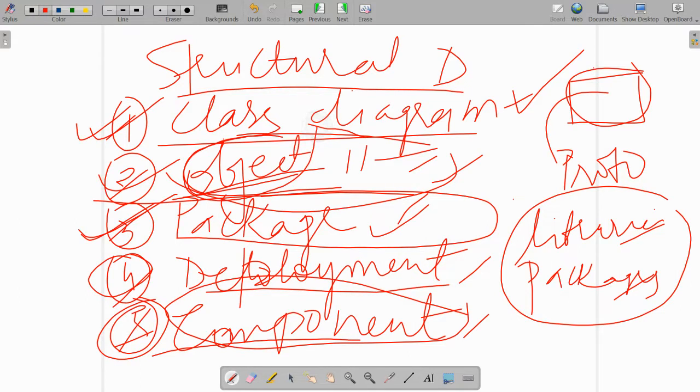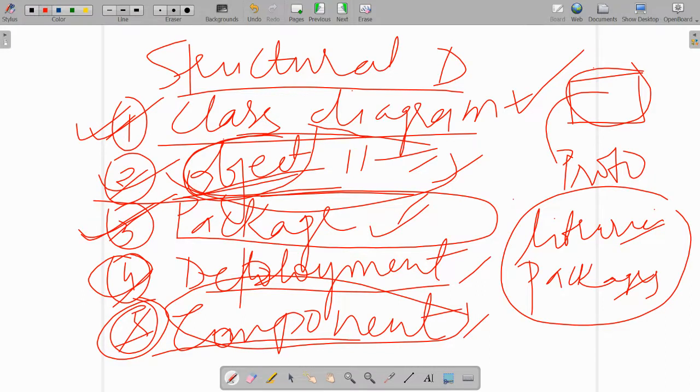So when I have to show an interaction between a group of collaborative objects, the objects of the same type form a group. If I have to show the interaction, that interaction can be shown.